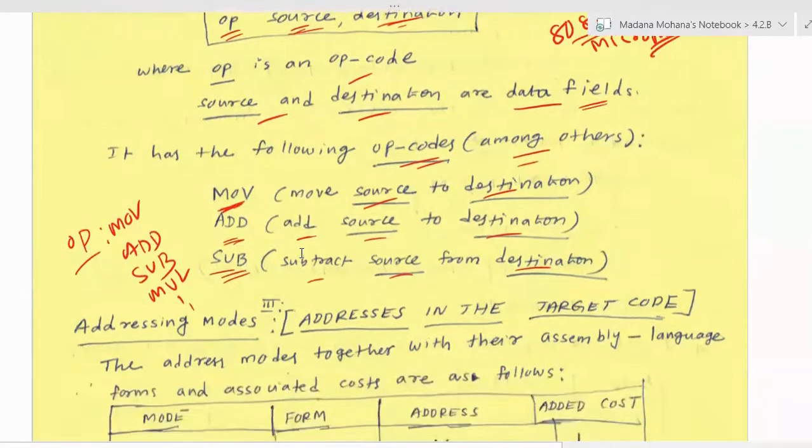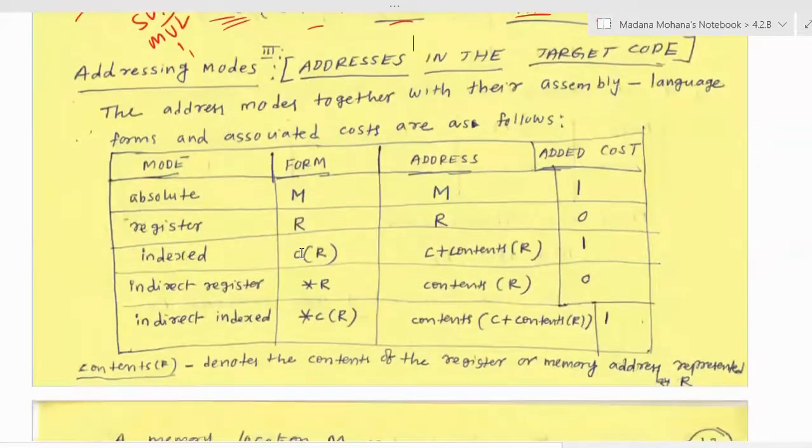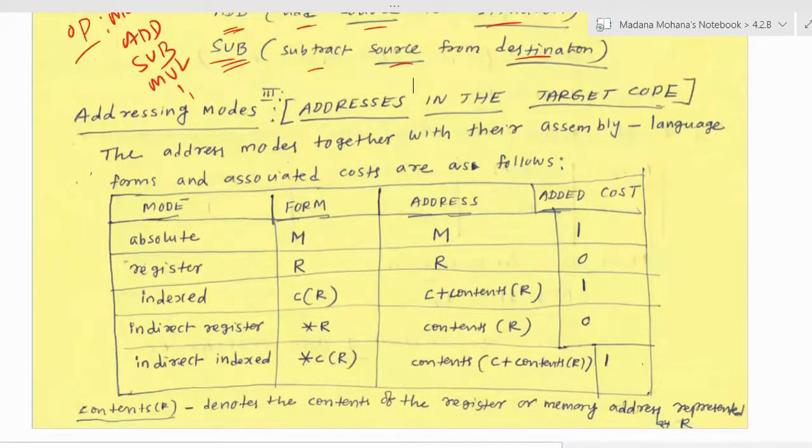Then in these instructions, various addressing modes are there. This concept you also studied in computer architecture and organization. Addressing modes are also called addresses in the target code. Target code is an assembly language. In assembly language only we define or use various addressing modes. The following table shows the addressing modes together with their assembly language forms and associated costs.